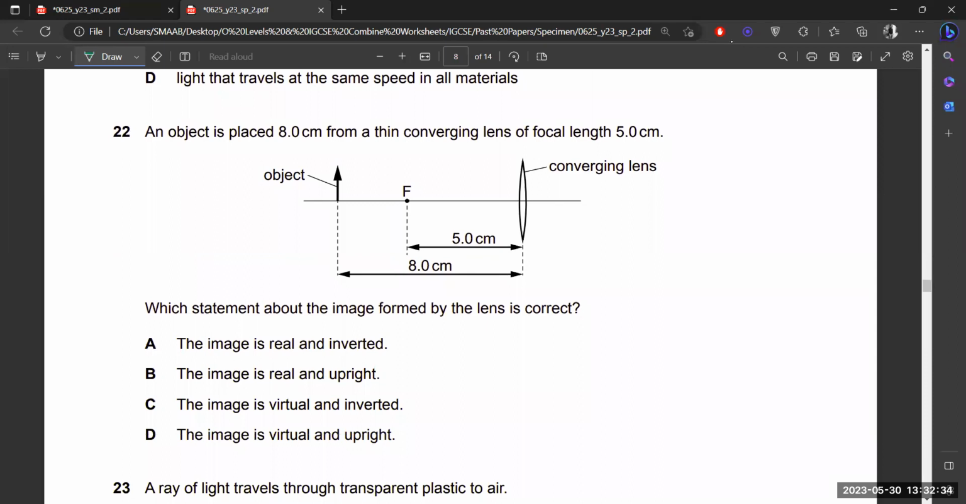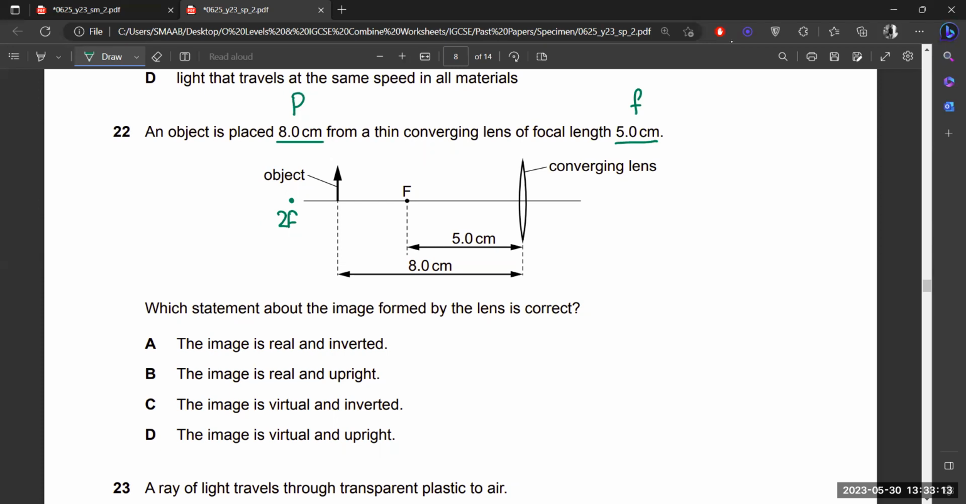Okay, an object is placed 8 centimeter from a thin converging lens of focal length 5 centimeter. The object is placed over here. This is the position of the object, and this is the focal length of the lens. Which statement about the image formed by the lens is correct? First of all, focal length is at 5, and if we double the distance, we will get the value of 2f. So again, memorize the concept of image formation when the object is placed between f and 2f. Then the image will be real and inverted.